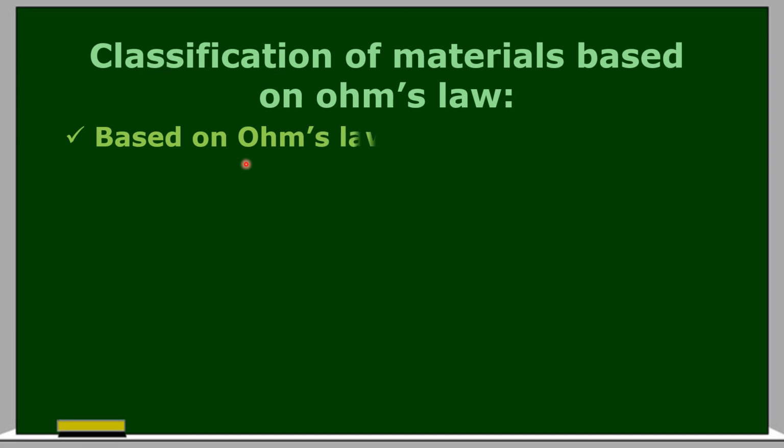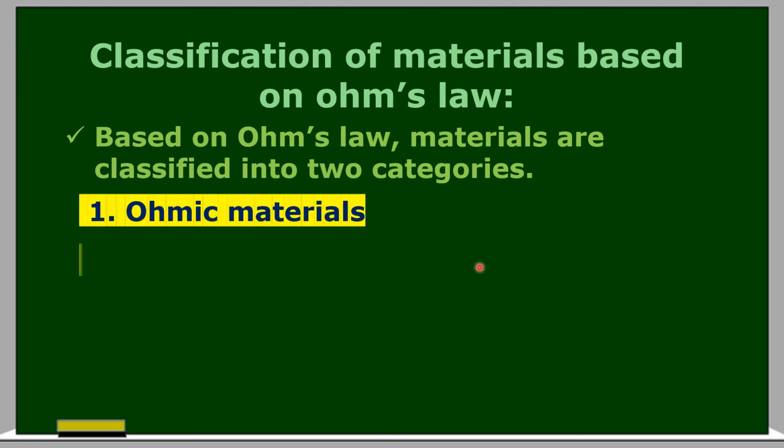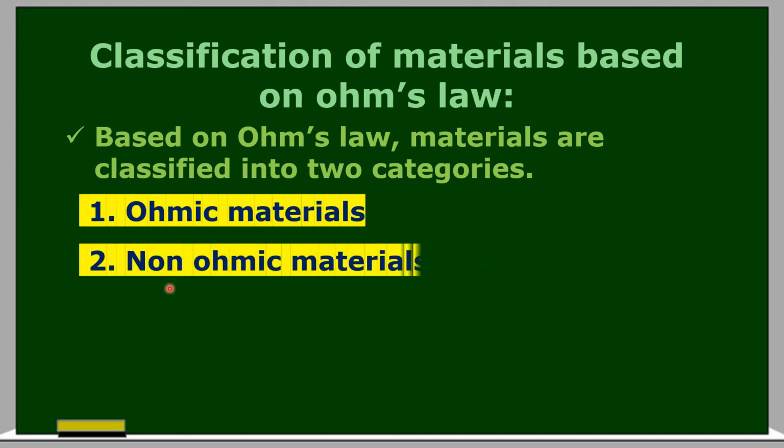Classification of materials based on Ohm's law, that is, whether materials obey Ohm's law or not. Depending upon that, we can classify the materials into two categories. So let us see what they are. Based on Ohm's law, materials are classified into two categories. The first one is ohmic materials and the second one is non-ohmic materials.